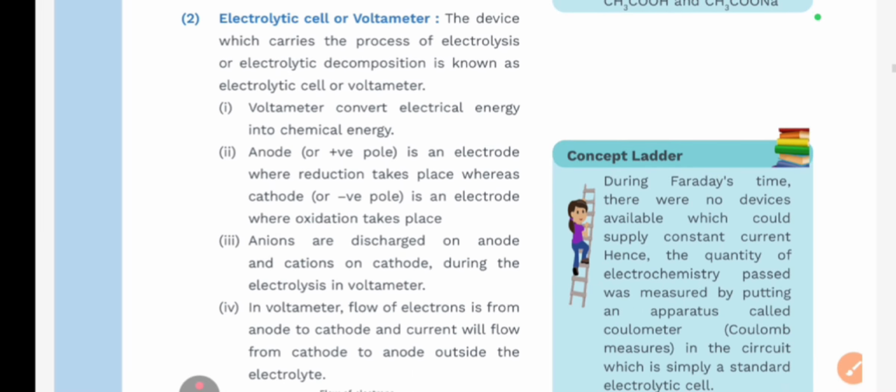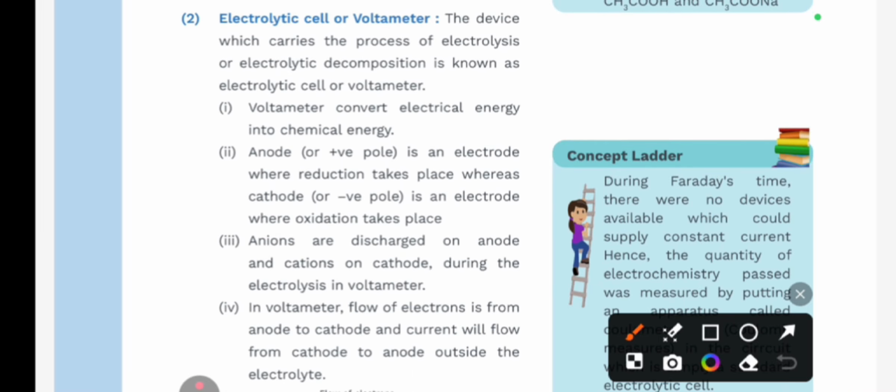So in the next lecture we will do the topic electrolytic cell. The other name for it is voltameter. So you have to do up to this only.